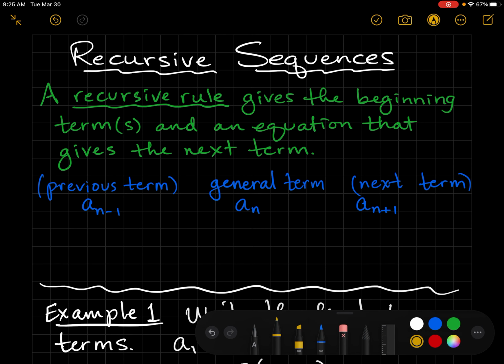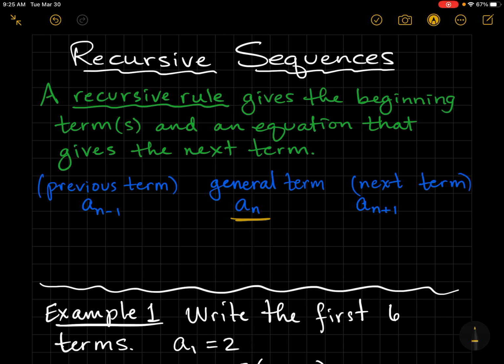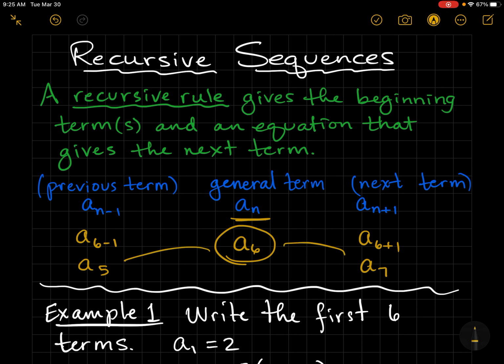A sub n could be any random term. A sub n plus 1 would be considered the next term, and n minus 1 would be considered the previous term. For example, let's say n is 6. Then this would be 6 plus 1, which would be a sub 7. And if n is 6, that's 6 minus 1, which is a sub 5. So notice if you start with a6, 5 is previous, 7 is next.